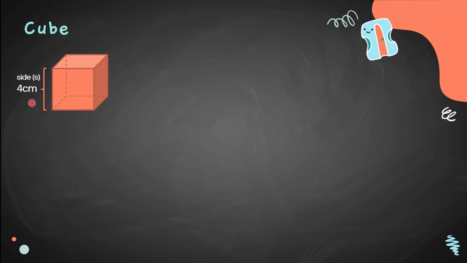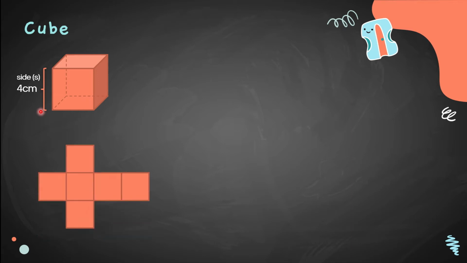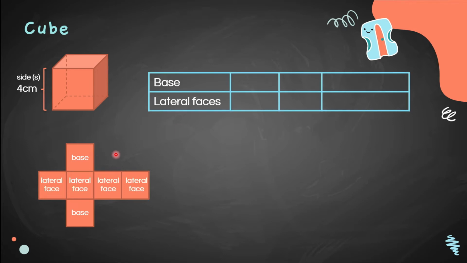So let us unfold the figure. So let us determine the bases and the lateral faces of the given figure. Since the shape of the two bases are squares, to find the area of a square, we have side times the side, or S squared. Next, we have lateral faces. We have 4 lateral faces which are also squares. And to find the area of a square, we are going to have side times the side.